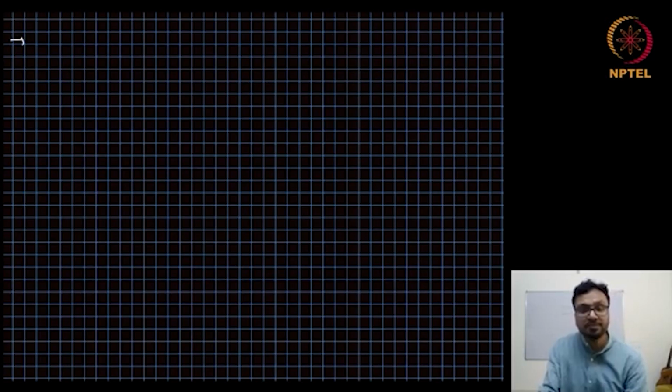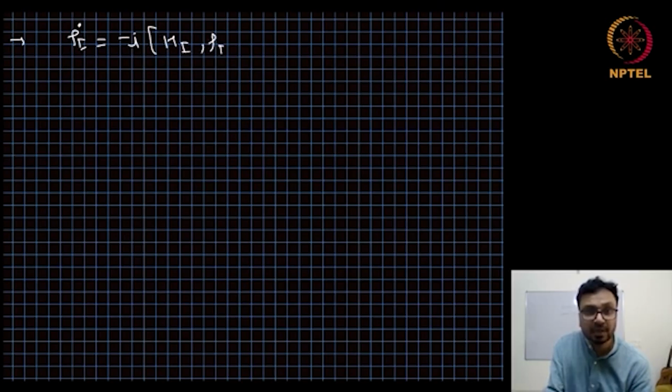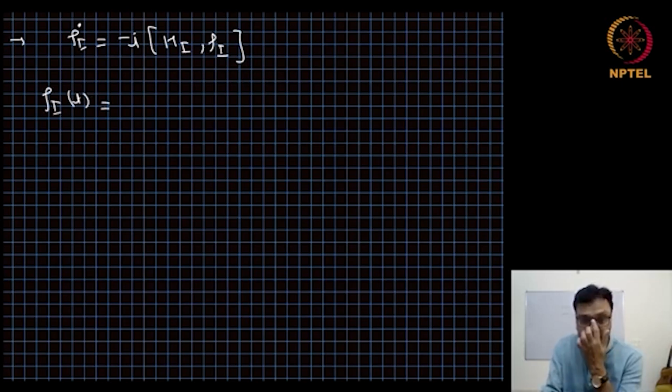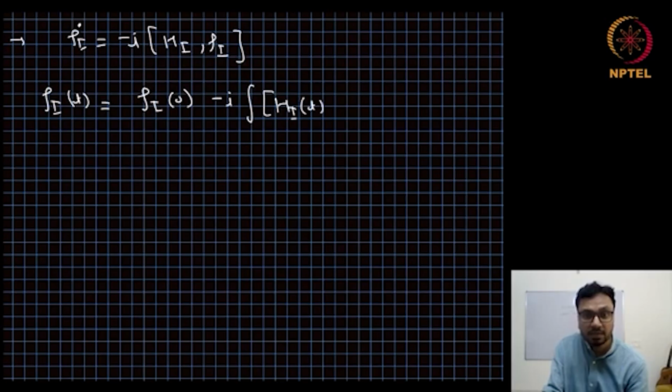So formally, this equation ρ_I dot = -i [H_I, ρ_I] can be solved as follows. ρ_I at time t will be ρ_I at 0 minus i integral of [H_I(s), ρ_I(s)] ds from 0 to t.